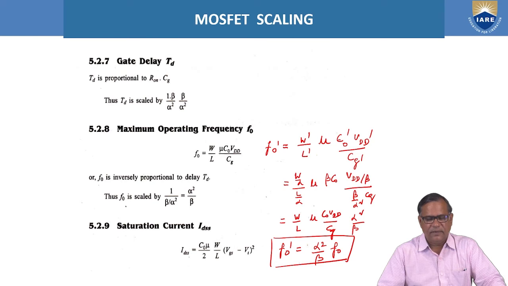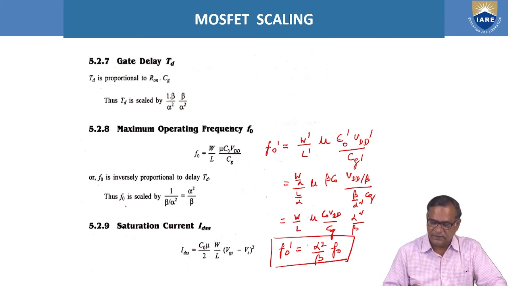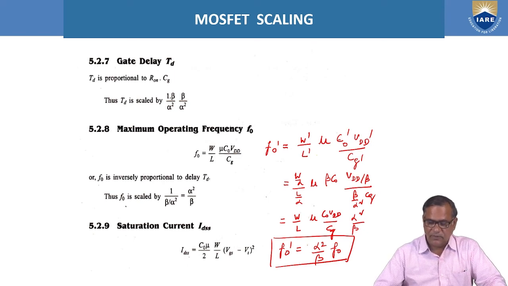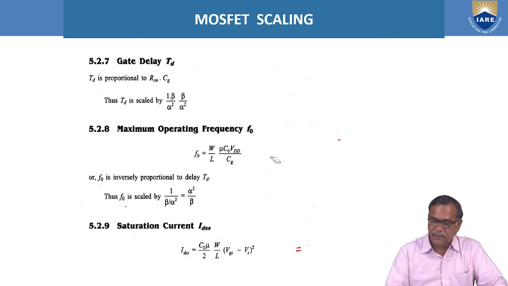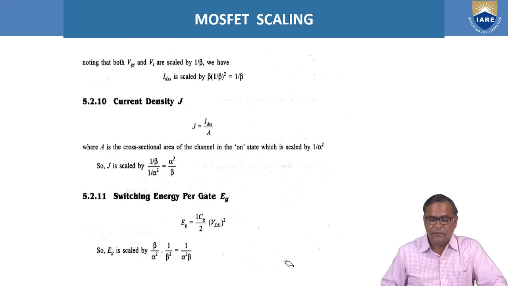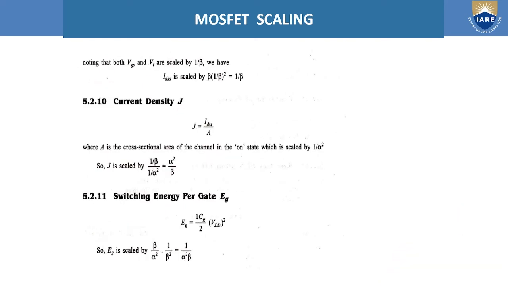Next, let us see the effect of scaling on the saturation current, IDSS. So IDSS is given by this formula: C0 mu by 2 into W by L into VGS minus VT whole square. So what happens to the saturation current because of scaling? So what is the formula for the saturation current? IDSS is equal to C naught mu by 2 into W by L into VGS minus VT whole square.